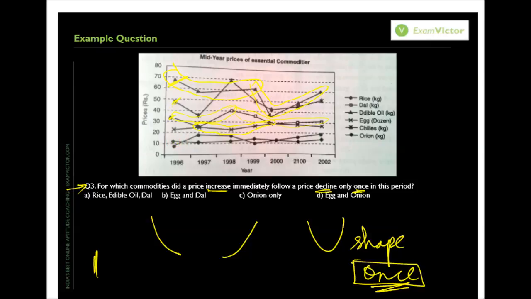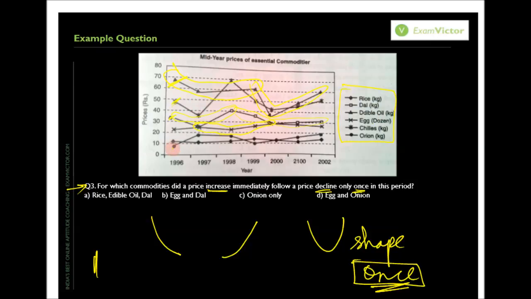Second, let's look for the second candidate, see if the diamonds help us. So diamonds have one U here from 96 to 99, but then they have another U from 99 to 2002, right? Both are very gradual, but you can make out that there is a U there. So diamonds also do not work for us. Guys, the commodities are here, but I'm not referring to them by the names. I'm just referring to them as the shapes because it doesn't really matter what they are called.